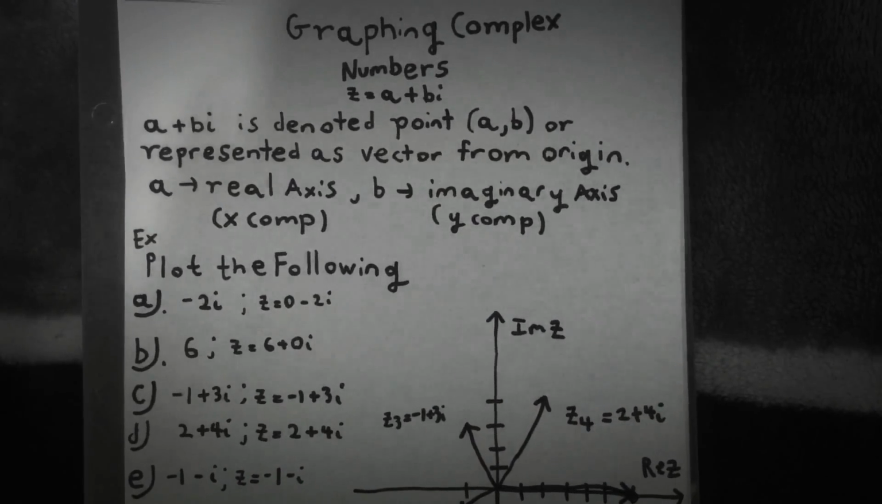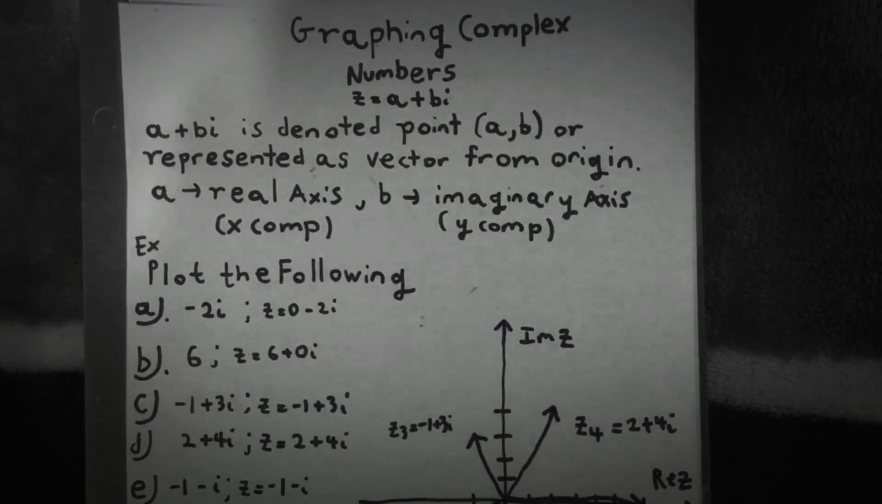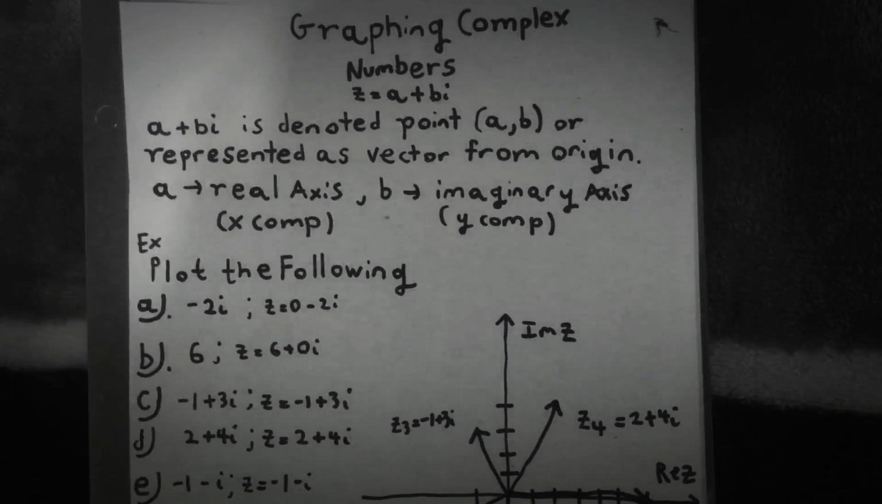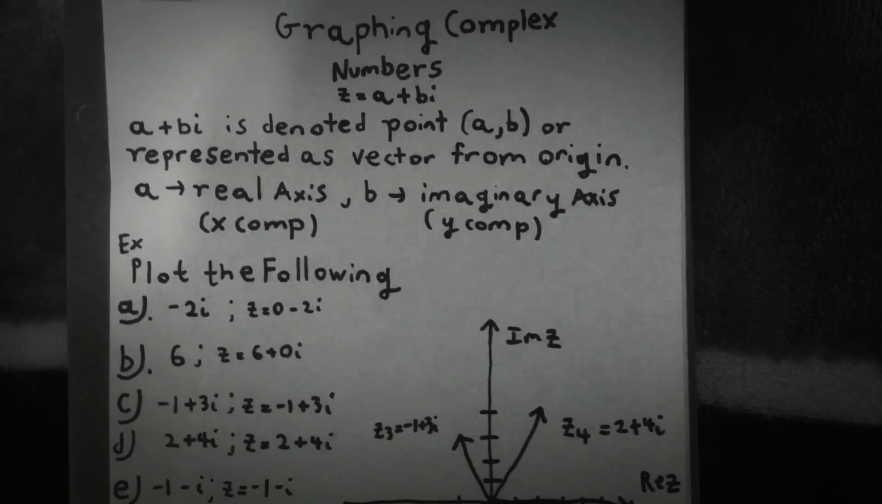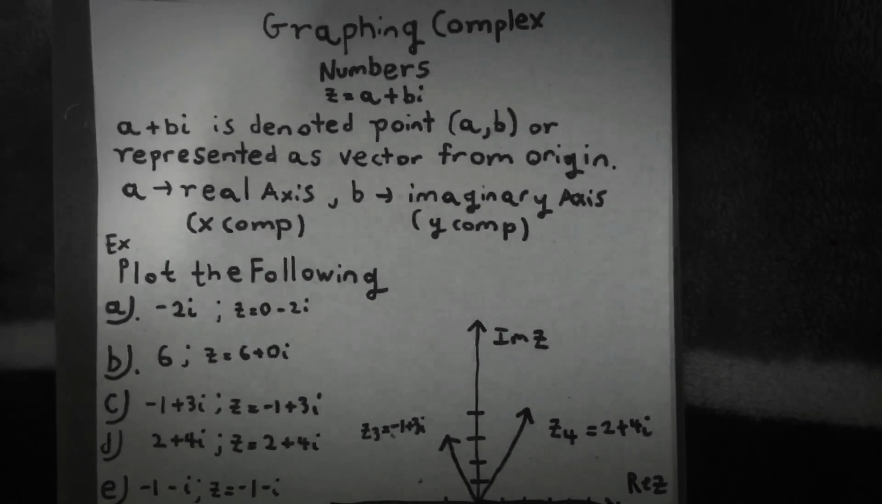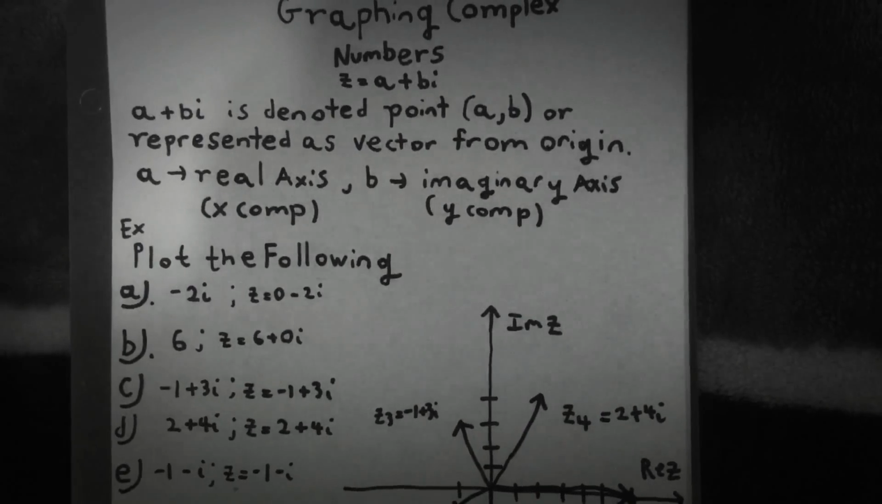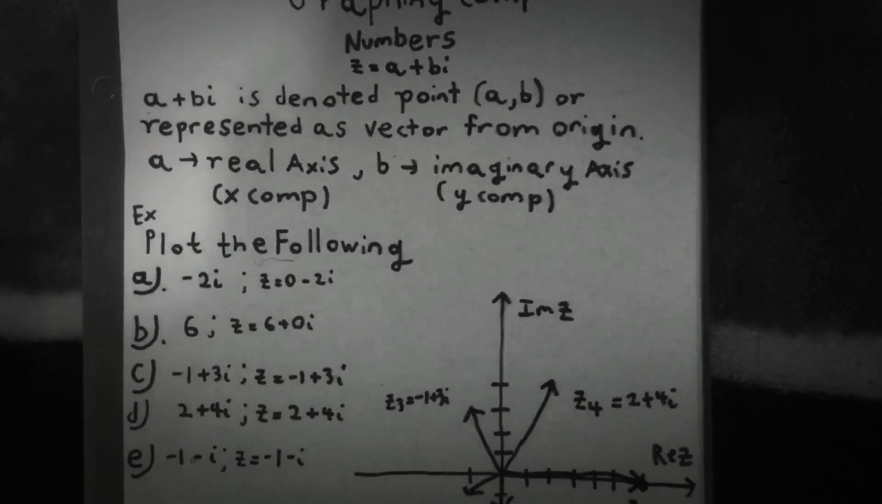Hello everyone. Now we want to graph some complex numbers in the complex plane. a + bi is represented in complex notation. a + bi is equal to z. So it's a denoted point (a, b), or it can also be represented as a vector from the origin.